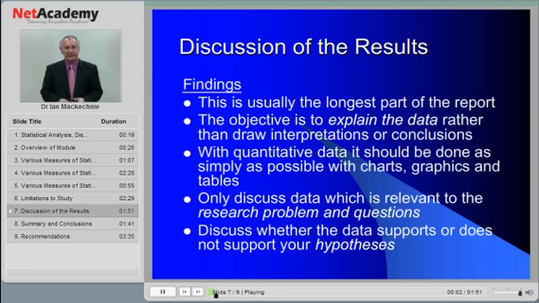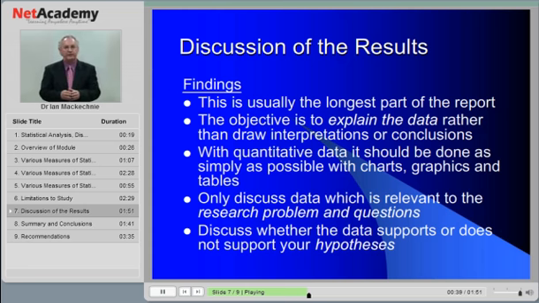Discussion of the results, the findings from our data collection and from our data analysis, is perhaps the most important part of our thesis, but it certainly is going to be the longest part of your thesis. Because in this section what we do is we explain the data. It's very important. We explain the data, what we've found. And in this section we don't draw interpretations or conclusions at all. All we do is we say what the data has told us.